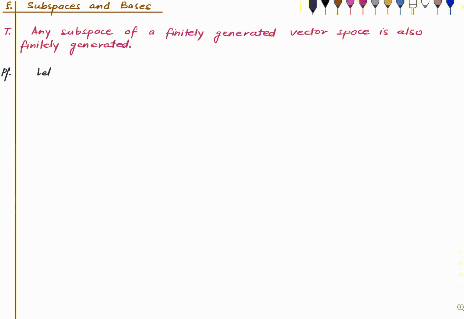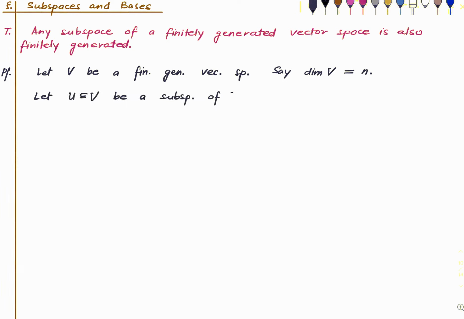Let V be a finitely generated vector space, or a finite dimensional vector space, as we know they are the same thing. Say dimension of V is some n, meaning any basis of V has size n. Let U be a subspace of V. Okay. And assume on the contrary that U is not finite dimensional or finitely generated.